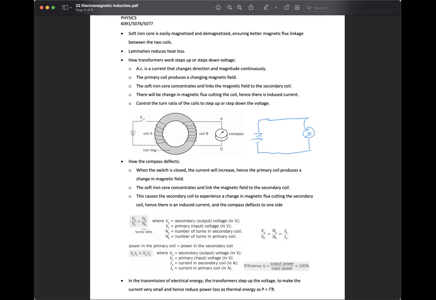Okay, Yuting mentioned to reduce power loss. Very good. Why do you want to reduce power loss? Because you need to reduce the current to become very small so that there will be lesser power loss.